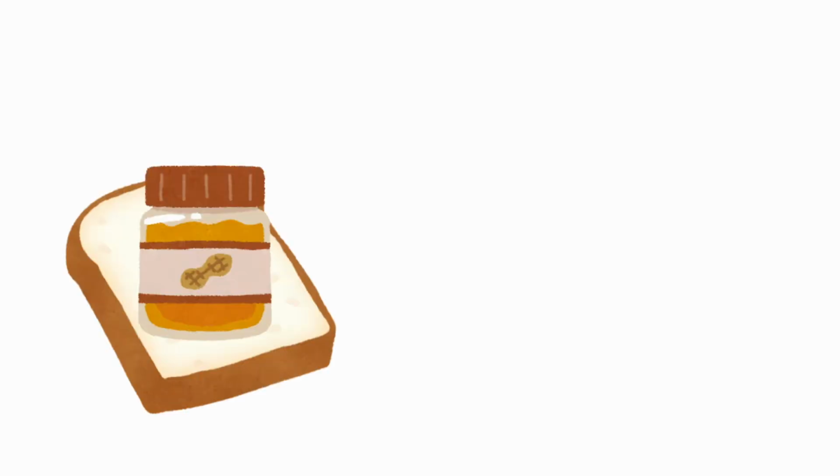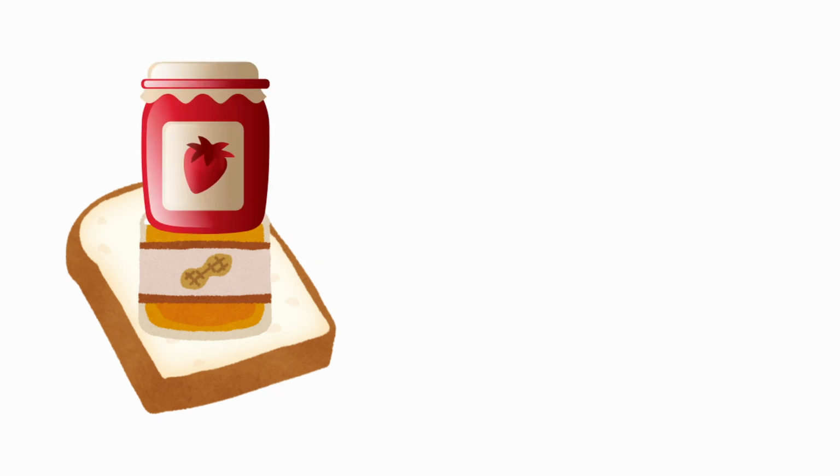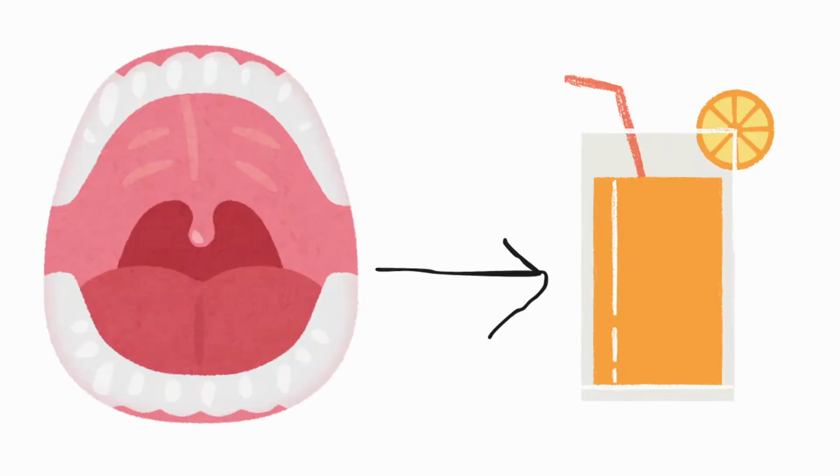Imagine you are making a classic PB&J sandwich. Step 1, you get the bread. Step 2, you spread the peanut butter. Step 3, you add the jam. And step 4, only after finishing, you move on to the drink.